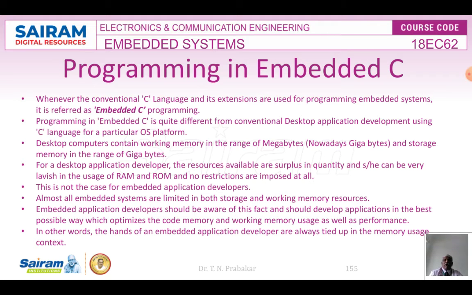And the programming in embedded C is quite different from normal C programming on a normal OS. Desktop computers contain working memory in the range of megabytes or gigabytes, whatever it is. But in the case of a microcontroller, there is a very limited amount of memory available, right? So almost all embedded systems are limited both in storage and working memory resources. So embedded application developers should be aware of this fact and should develop applications in the best possible way, which optimizes the code memory, right?